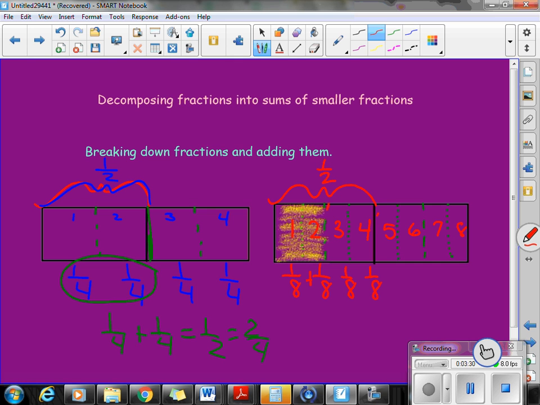And if I add all of these 8ths together, I get the entire half. So 1/2 is also equal to 1/8 plus 1/8 plus 1/8 plus 1/8 plus 1/8. 1/2 is also equal to 1/4 plus 1/4. So therefore, it's fair to say that 1/4 plus 1/4 equals 1/8 plus 1/8 plus 1/8 plus 1/8, and it all equals 1/2. So that's decomposing fractions into sums of smaller fractions.